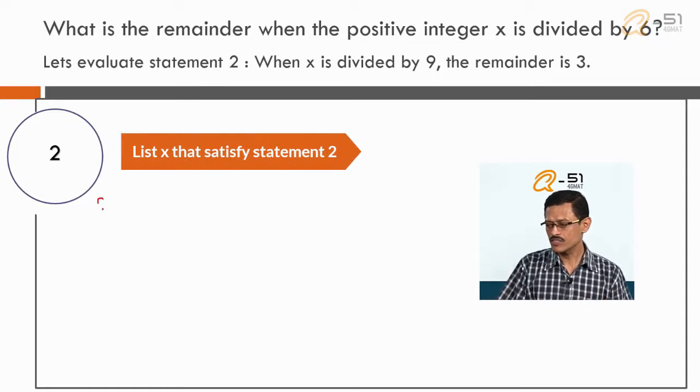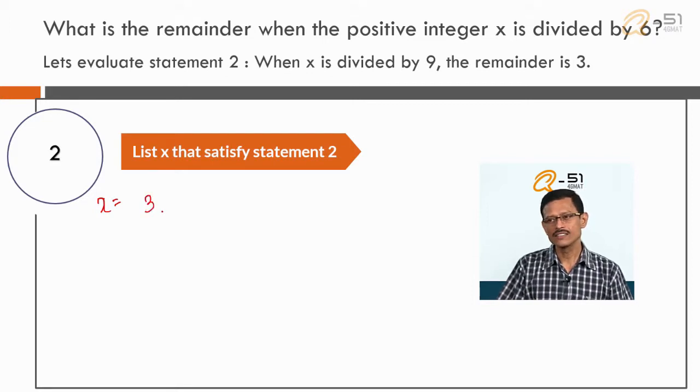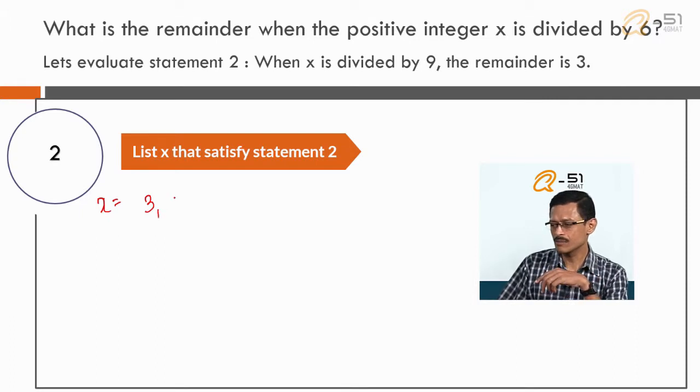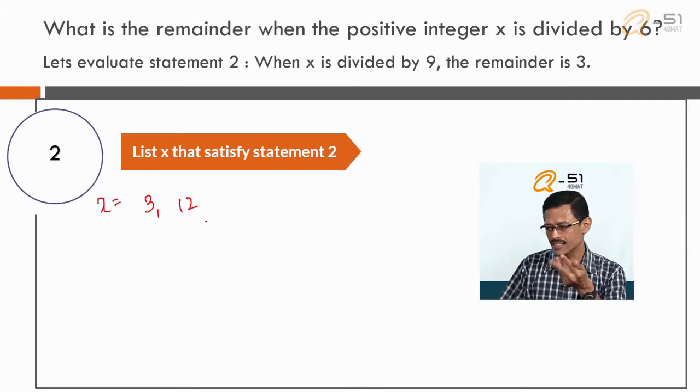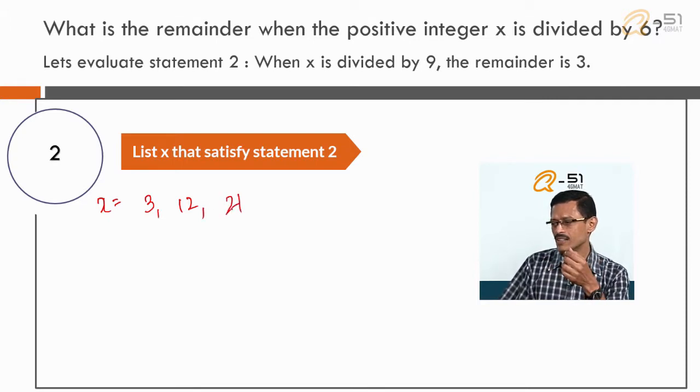The first value that I can think of for x is x equal to 3. When 3 is divided by 9, the remainder is 3. The next number is 12. When 12 is divided by 9, the remainder is 3. The next number is 9 more than this, which is 21. So I've listed down some 3 numbers. We'll check out if we're getting a uniform remainder with this.